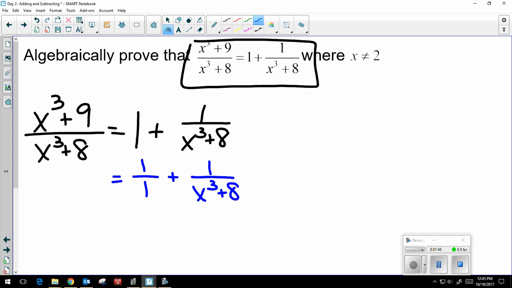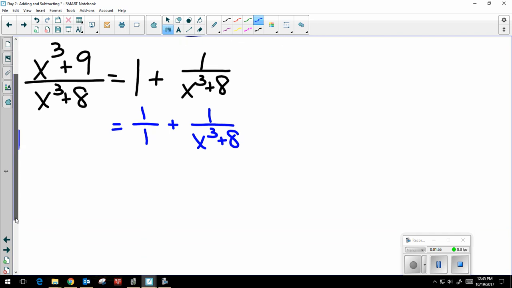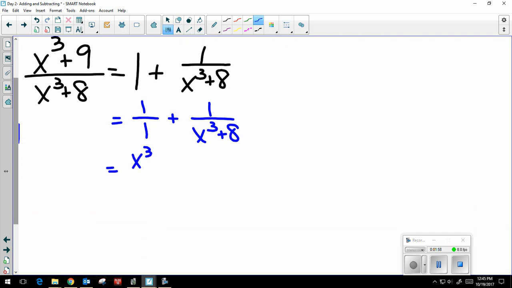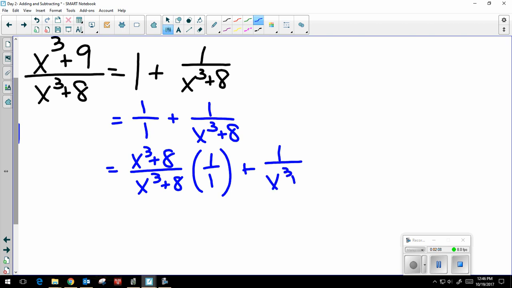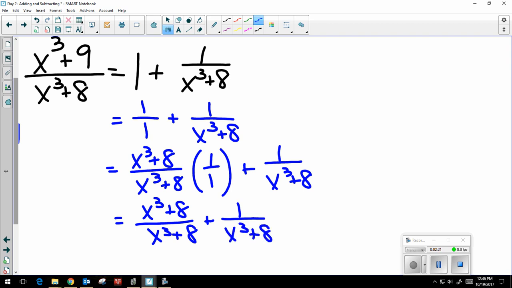So that's the first thing I'm going to do. I don't have like denominators. I have 1 and I have x cubed plus 8. In order to add, you need like denominators. So I'm going to multiply by what's missing. So x cubed plus 8 is missing. And then in the next one, I'm missing a 1, but you don't have to multiply by that if you don't want to. Anything times 1 is itself. So I have x cubed plus 8 over x cubed plus 8 plus 1 over x cubed plus 8.